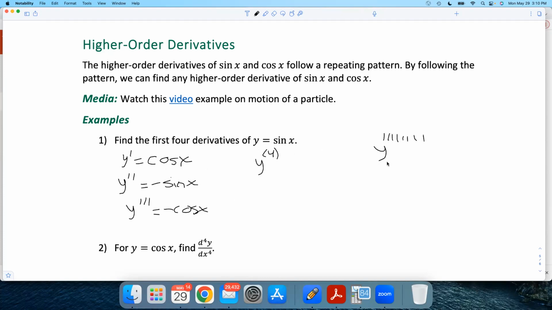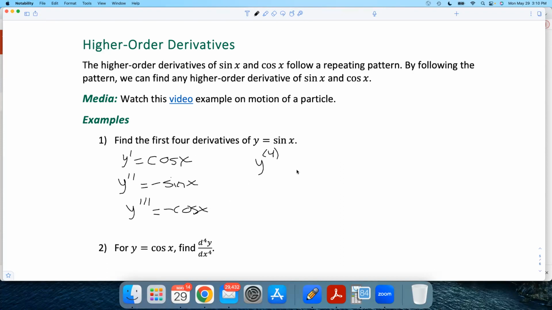It gets too confusing. Once you get past 3, we put it in parentheses. This means the fourth derivative. That is not this. This would mean y to the fourth power. These little parentheses mean repeated derivatives.